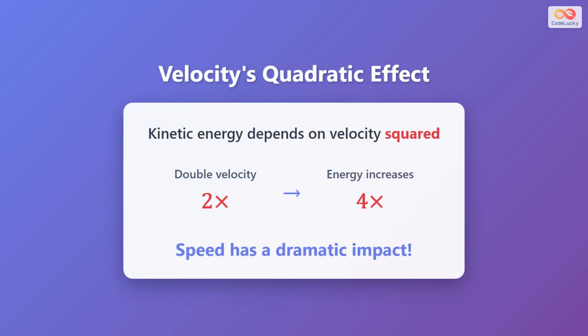Here's something really important about kinetic energy. It depends on velocity squared. This means velocity has a quadratic effect on kinetic energy. What does this mean in practice? If you double the velocity of an object, the kinetic energy doesn't just double. It increases by a factor of 4. For example, a car moving at 20 meters per second has 4 times more kinetic energy than the same car moving at 10 meters per second. Speed has a dramatic impact on kinetic energy, which is why high-speed collisions are so much more dangerous.